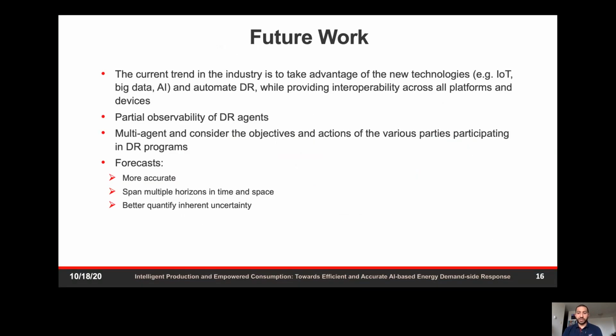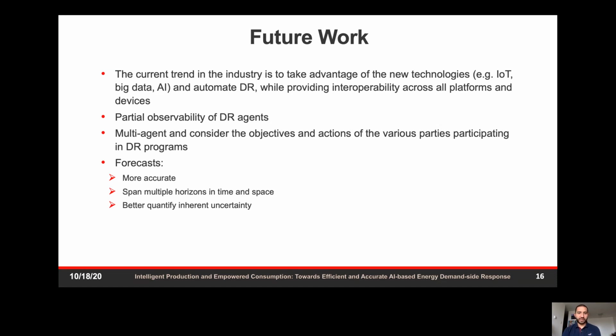Future work that is being suggested in this field, and where we're really headed in AI and machine learning research for demand response, can be summarized quickly in three major areas. First, partial observability of DR agents. The research so far mostly assumes that demand response agents are fully aware of the environment around them. However, in reality, they don't observe the full environment, so partial observability needs to be taken into account.